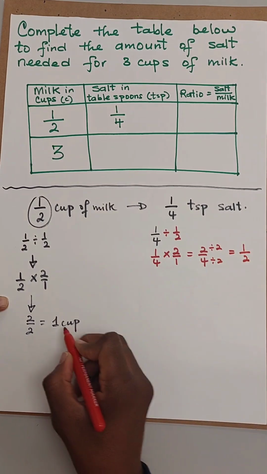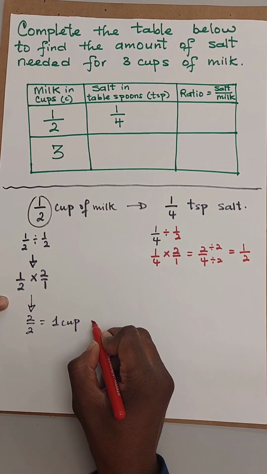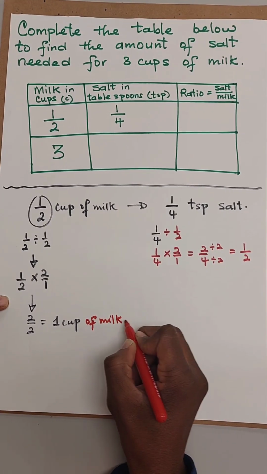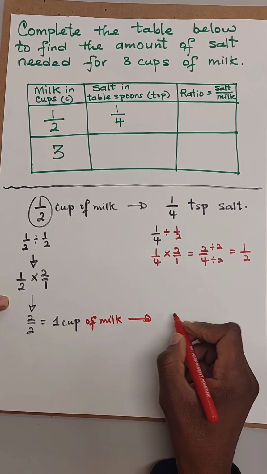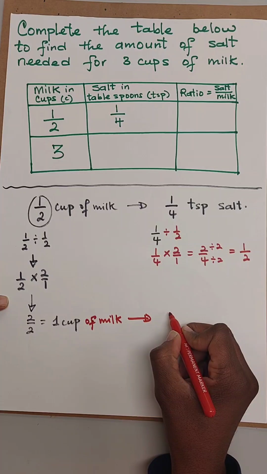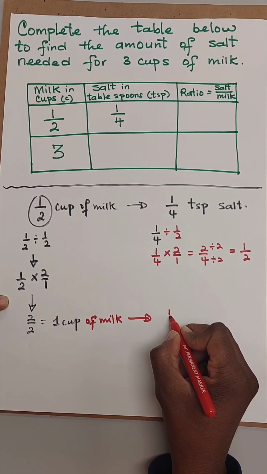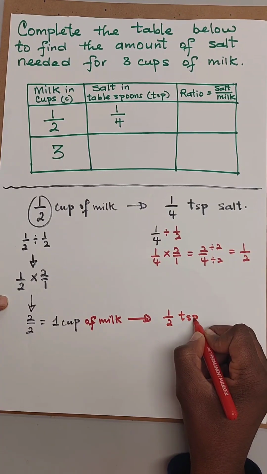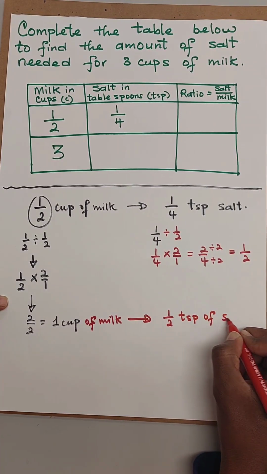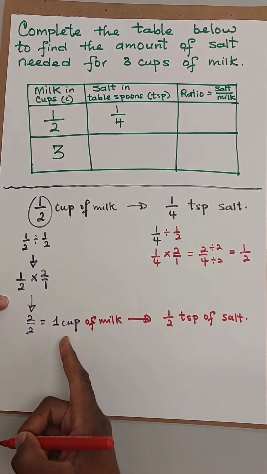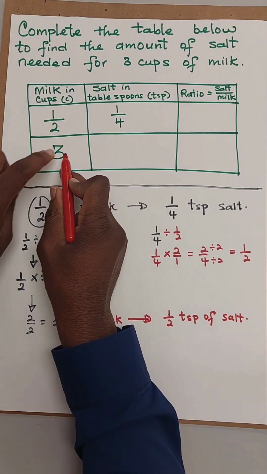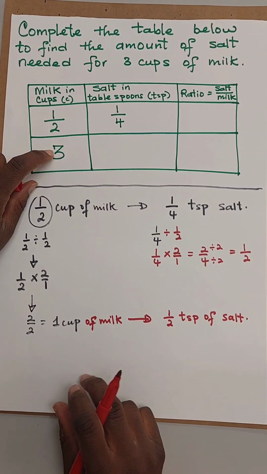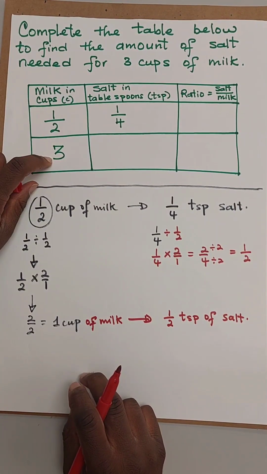So 1 cup of milk requires half a tablespoon of salt. Why did we get 1 cup? Because we're trying to find 3 cups. Passing through 1 cup helps a lot. You could skip to 3 cups, but if you use 1 cup, it helps.